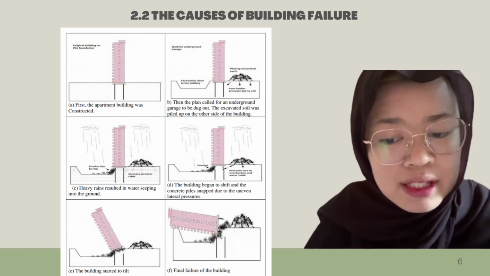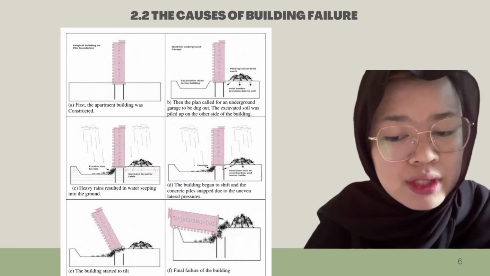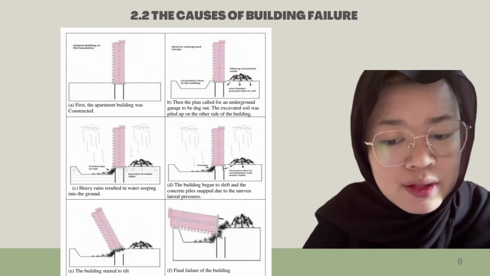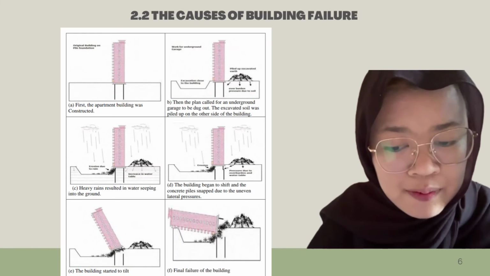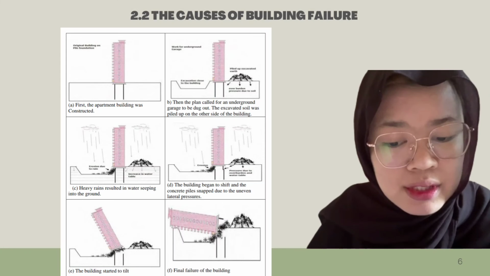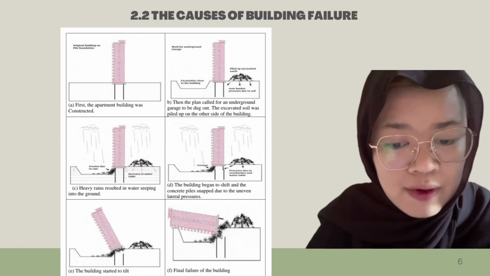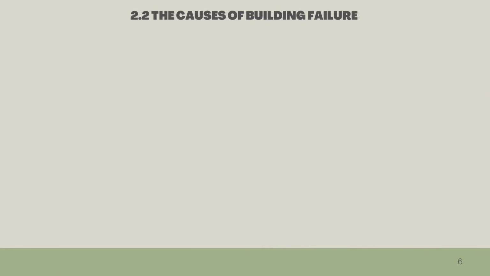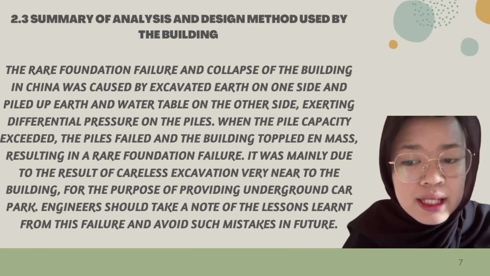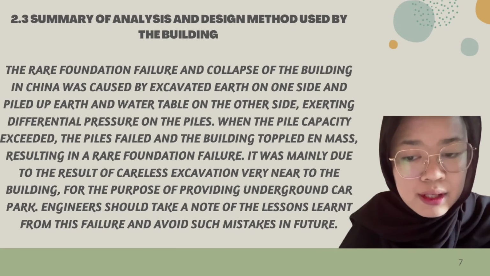After that, heavy rains resulted in water seeping into the ground. The building began to shift and the concrete piles snapped due to the uneven lateral pressure. The building started to tilt and finally failure of the building happened. The summary of analysis and design method used by the building.